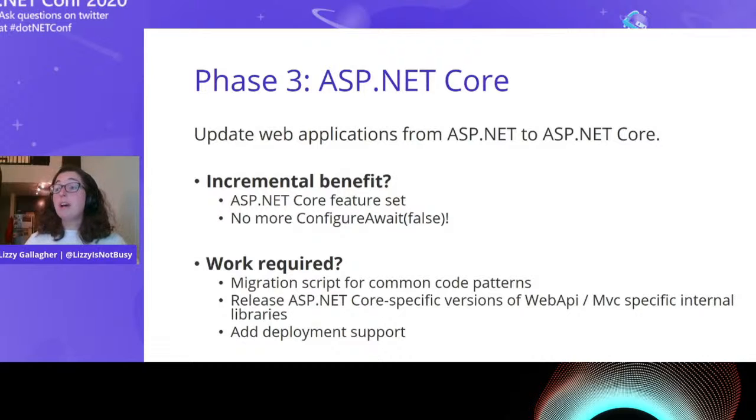All right, the third one was gigantic. It was so big. It was updating your applications, your web applications, if you have them, from ASP.NET to ASP.NET Core. This one was also pretty easy to sell, mostly because you didn't have to use ConfigureAwait(false) anymore. People loved that. But you also got the full ASP.NET Core feature set. This one did require a lot of work. Specifically, the team that wrote ASP.NET Core took the opportunity to come up with a lot of new and exciting APIs and ways of doing things.